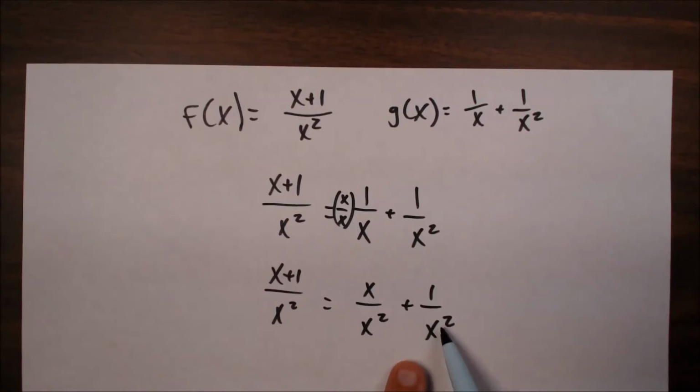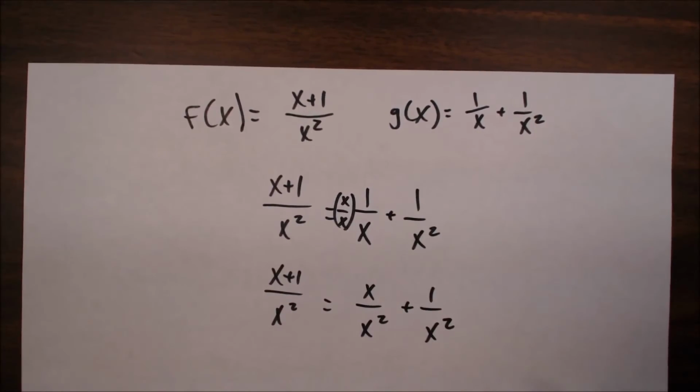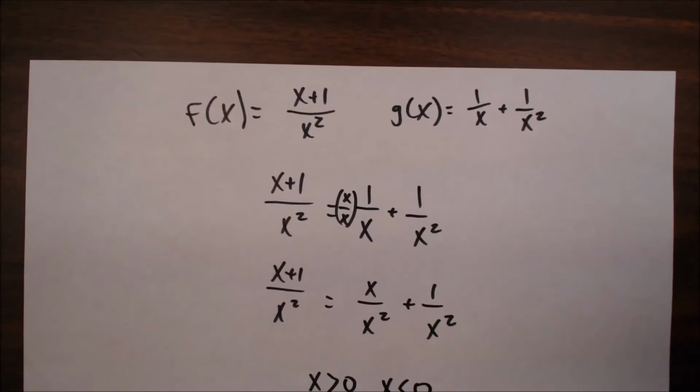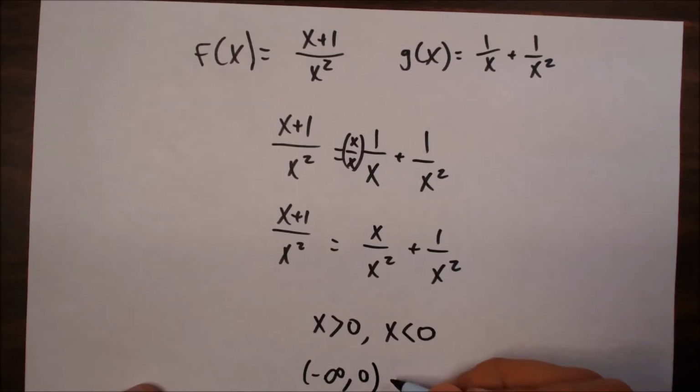I can't have a 0 in the denominator, okay? But the solution for the intersection here really is everything but that. So the solution, you could say x has to be greater than 0 or x has to be less than 0, but it can't be equal to 0. If you're using interval notation, you would say from negative infinity up to 0 and from 0 up to infinity.